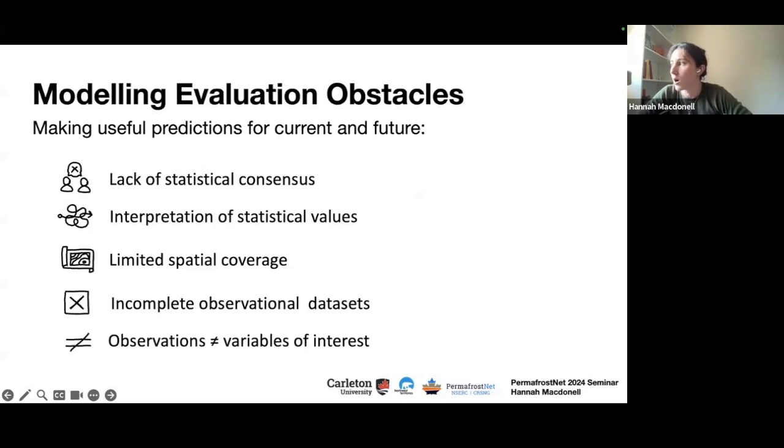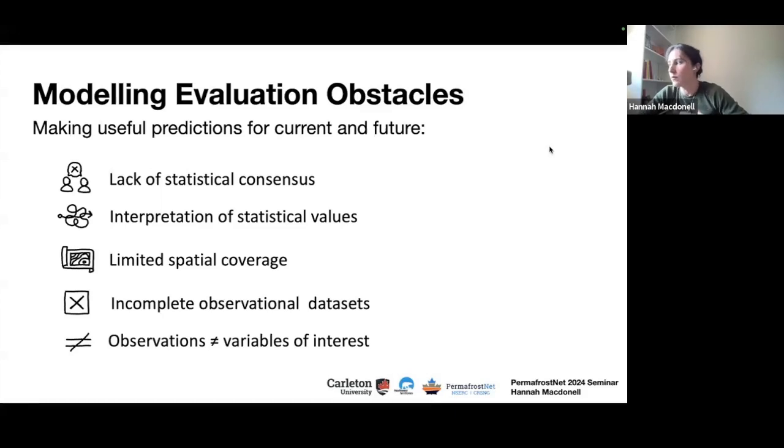Unfortunately, there are some obstacles in the way of evaluating models. So I'm going to talk about these today. And these issues include things like a lack of consensus on one specific approach to model evaluation, so lack of statistical consensus, the intangible nature of the values that we use that can really prohibit a clear interpretation of model performance, both the limited spatial coverage and incompleteness of measurements that we use for model validation, and finally, the unfortunate discrepancy between what we're able to observe and what permafrost variables we're really interested in.